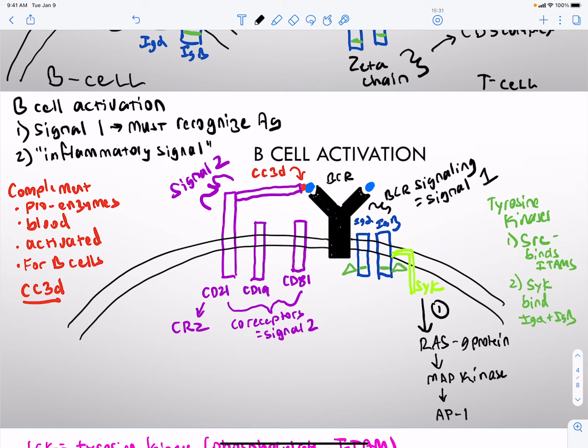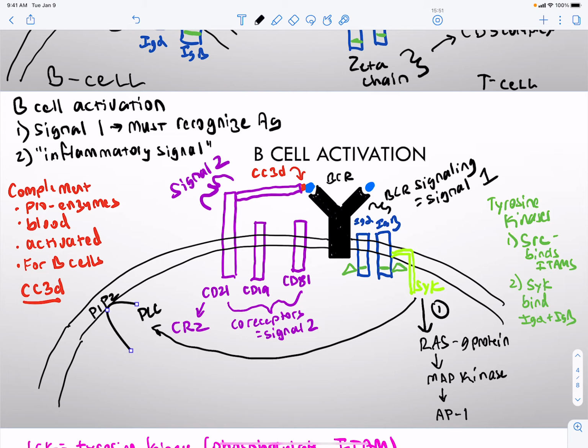Now, SYK is also going to take advantage of some molecules or some fats you have in your membrane. And we have phosphatidylinositol in our membrane, PIP2. And so via phospholipase C activation, PIP2 will become IP3, inositol phosphate 3. And this is going to activate calcium. And then the calcium is going to activate calcineurin. So this is our second pathway here.